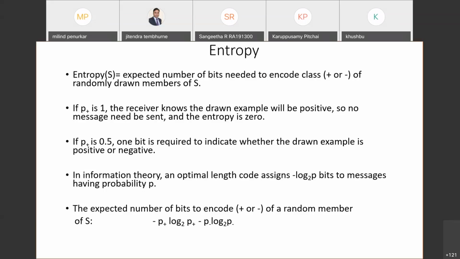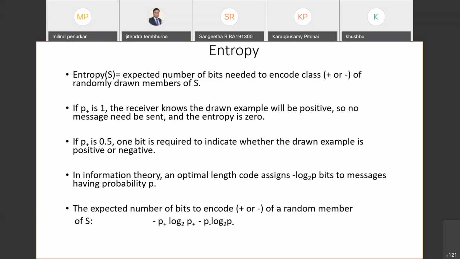positive or negative. So if P plus is 1, then the receiver knows the drawn example will be positive. So no message needs to be sent and entropy is 0. And if P plus is 0.5, then obviously P minus will also be 0.5, because that's probability, right? So if P plus is 0.5, then one bit is required to indicate whether the drawn example is positive or negative.